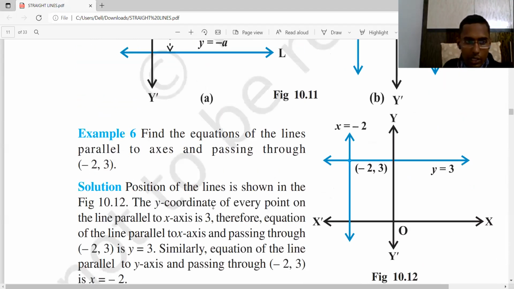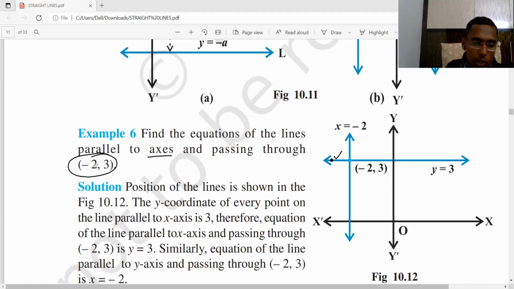Find the equation of lines parallel to the axes and passing through the point (-2, 3). So the line is parallel to the axes, which means we are asked to find 2 lines. One line is parallel to the x-axis and passing through (-2, 3). Wherever it is, it is passing through (-2, 3).